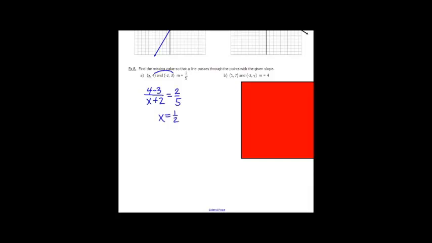And then you can do the next one on your own. Pause here if you need to. And I should get 7 minus y equals 1 minus -3. That should be equal to 4 over 1. And I'm going to cross multiply and solve that. And I should get y equals, I hope you did it on your own, -9.